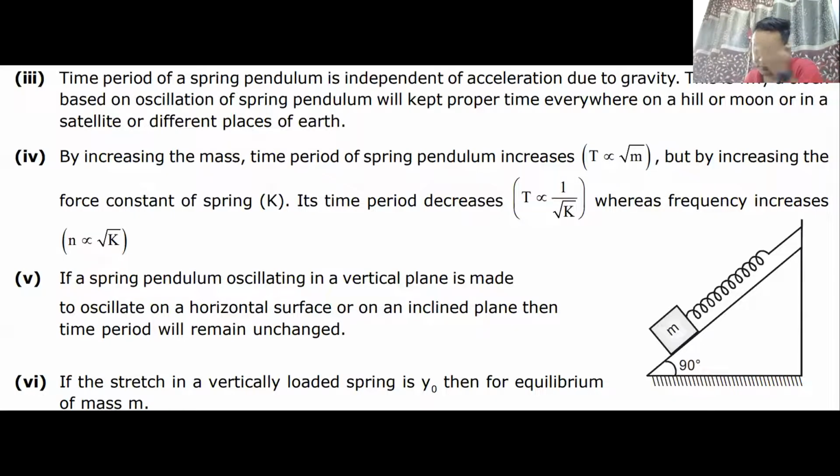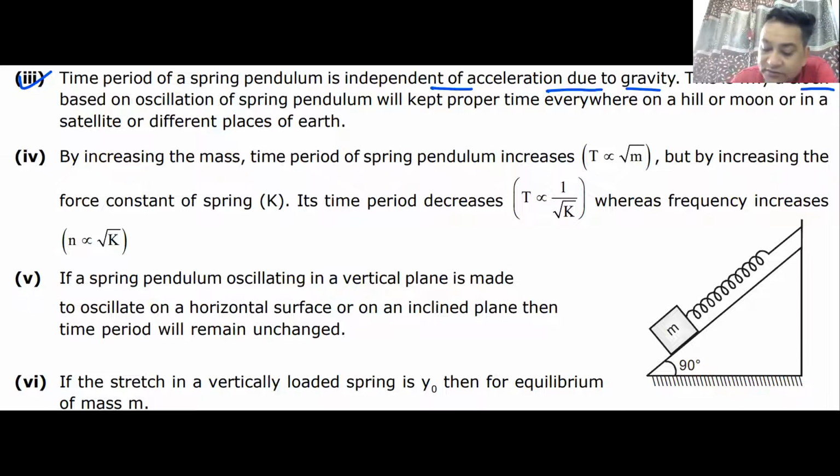It's better if you can remember these points and note down some special cases as well. So here are these cases. Time period of a spring pendulum is independent of acceleration due to gravity. It is 2 pi root over m by k. m is coming, k is coming, but acceleration due to gravity is not coming.